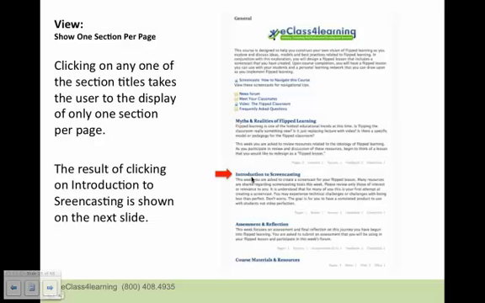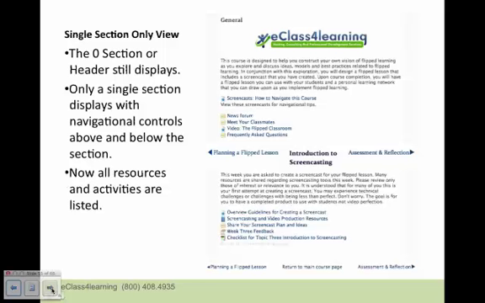So for example, if I click on Introduction to Screencasting, I will now go into that section, which is on the next slide. Here's where things get quite different looking in 2.3. Now you have the summary heading at the top. Now I've gone into a single section display. They now have developed navigational controls above and below the section. The navigational control above shows me what section I'm in, shows me the one before and the one after.